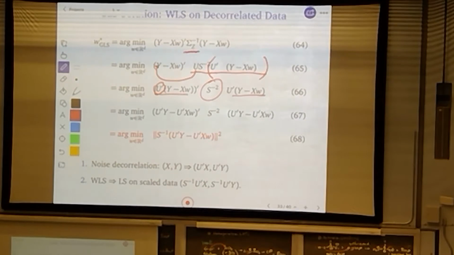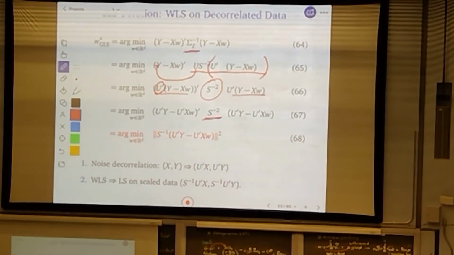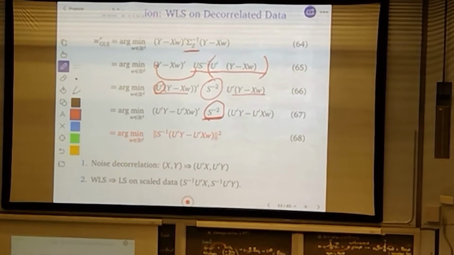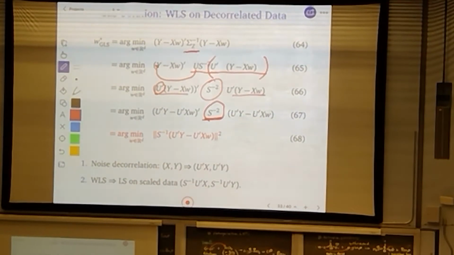So this is essentially a diagonal matrix. This leads to the WLS we know of, right? This is a diagonal term. It just weights each term by the S minus 2. And if you turn this into S minus 1, give one to this side and one to this side, you essentially have this term.